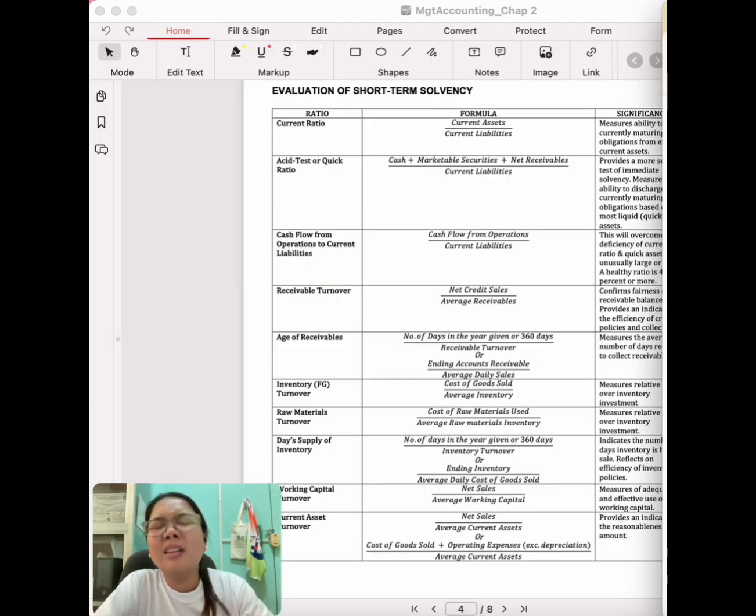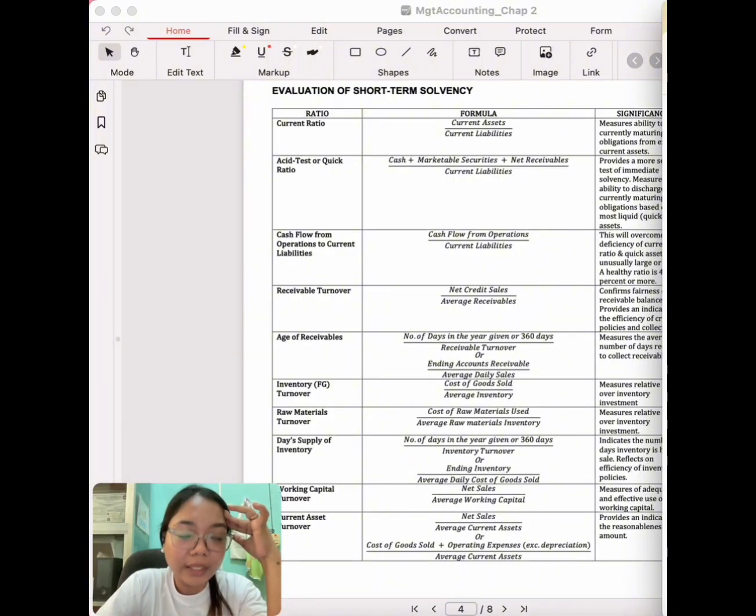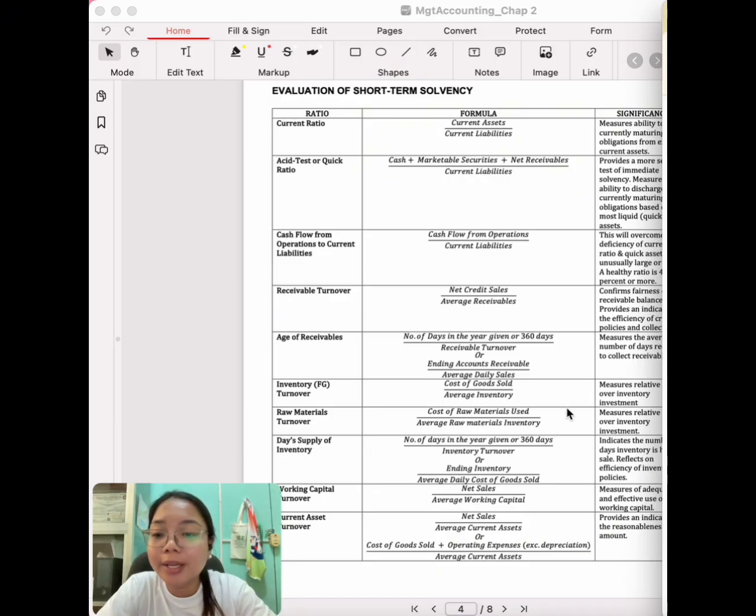So kung kunwaring sobrang dami ng raw materials nila, and then hindi sila ganun kabilis mag-produce ng kanilang mga products, then makaka-apekto rin yon sa total sales nila. Or, if konti lang yung raw materials nila, kasi nga, wala silang ganun kadaming cash, then that will also affect doon sa production nila. Diba? Sa pag-manufacture nila ng mga products. Okay? Then we have days supply of inventory.